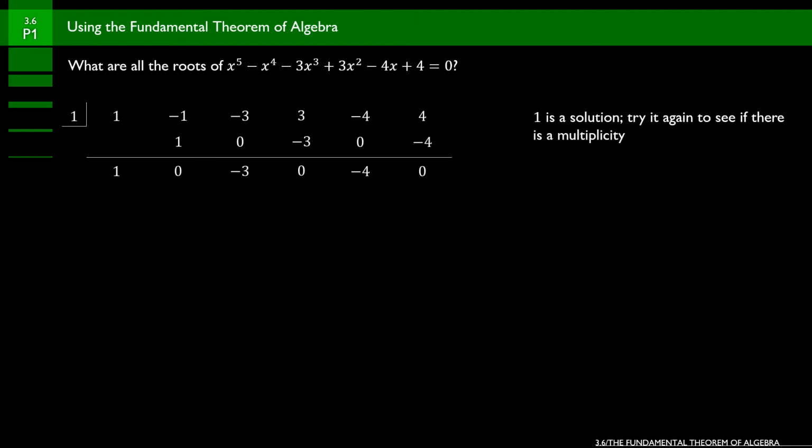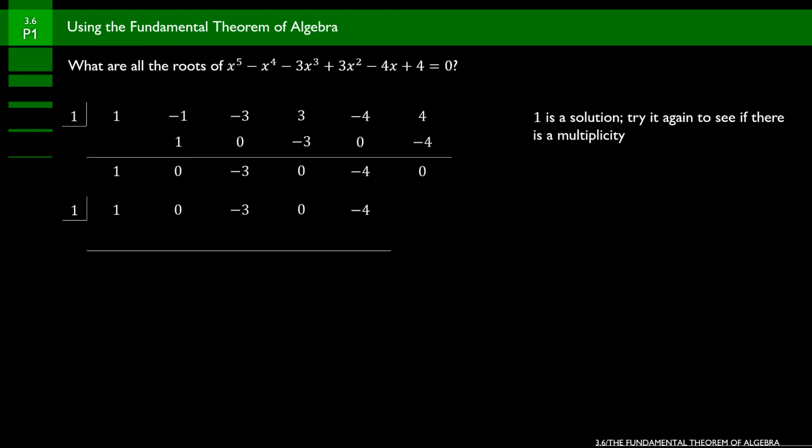Next, it's possible that 1 is a solution twice. So we're going to run through 1 again, but this time against the line that we created in the last synthetic division problem, the one underneath the bar. We're just going to drop the 0. So we're going to set up our synthetic division with 1 in the half box, then 1, 0, negative 3, 0, and negative 4 in the line with that box.